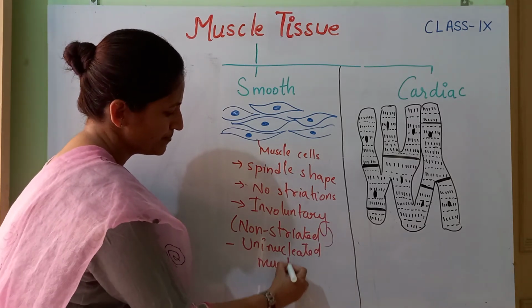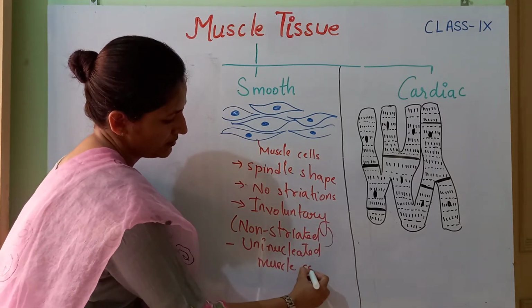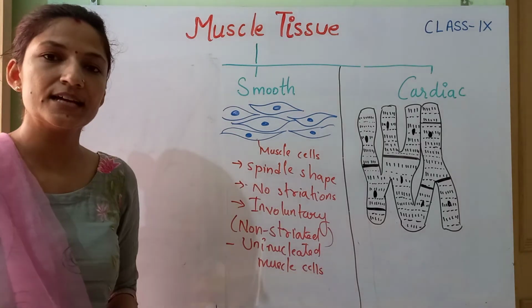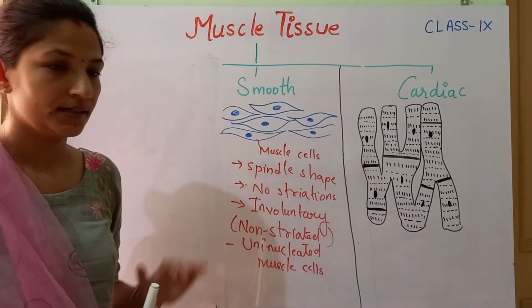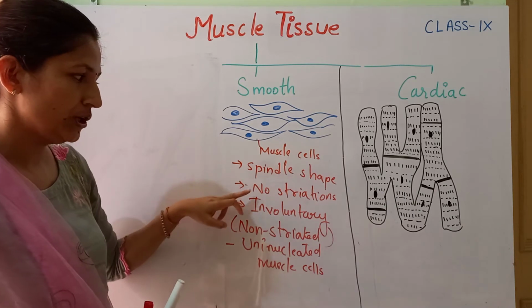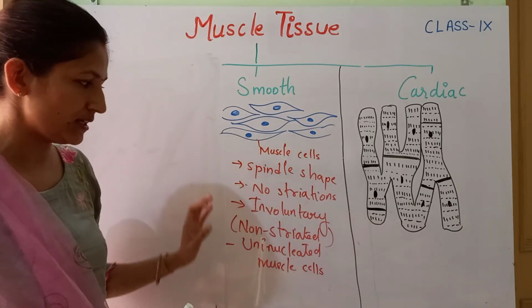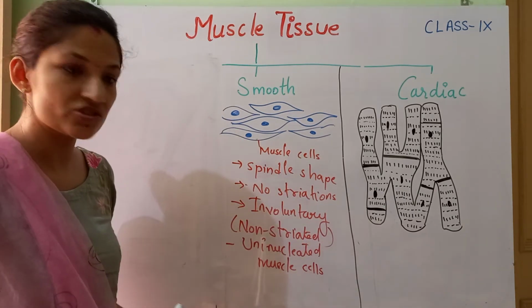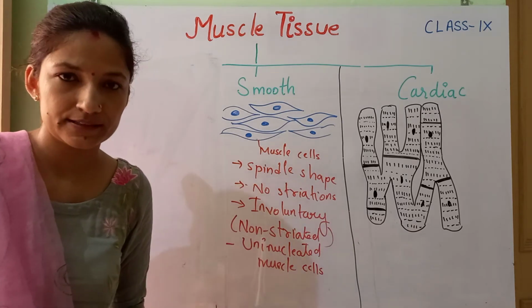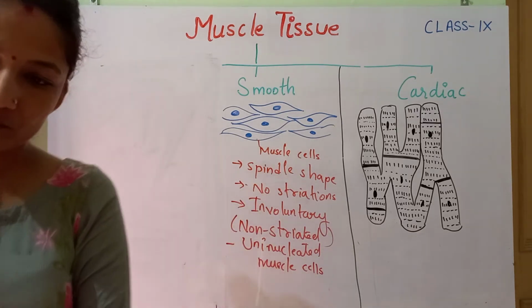Uninucleated muscle. Got it? So these are the characteristics: the spindle shape, no bands are formed, light or dark, as you can see. Involuntary in nature and uninucleated. So these are the smooth muscles.